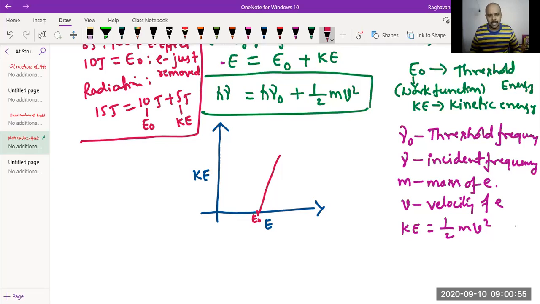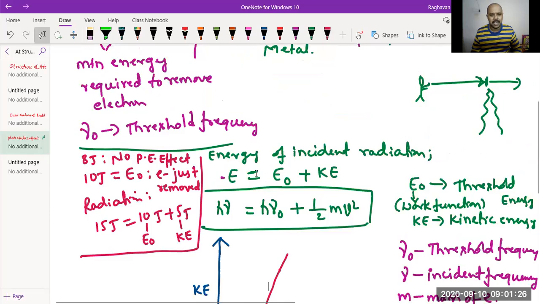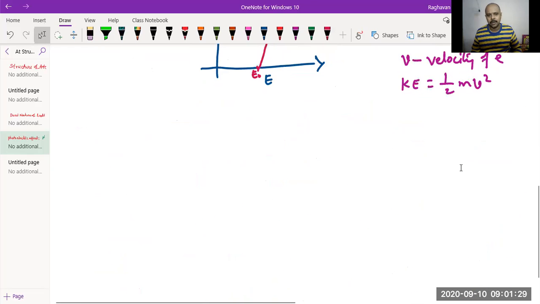Okay, so what does it mean? At this point, E naught, the electron is just removed with that much amount of energy. If the energy of the incident radiation further increases, the electron removed will move like a particle with certain kinetic energy here. Okay, it moves with a certain amount of kinetic energy. That's the way. This is graphically representing the photoelectric effect phenomenon. Is that okay? So let's proceed. See, these are all the concepts which we use in application of Bohr's theory. That is important for us.